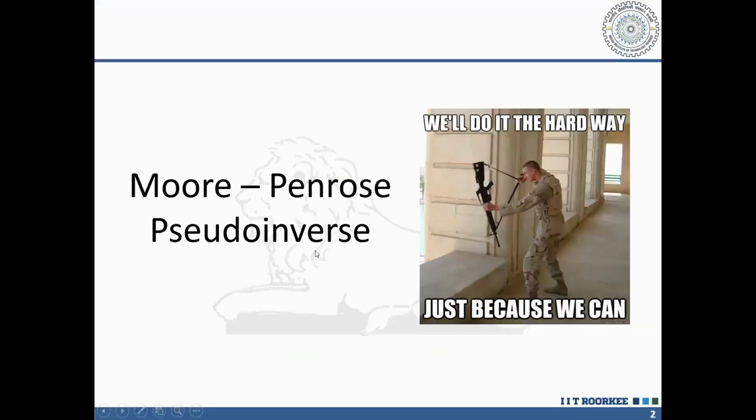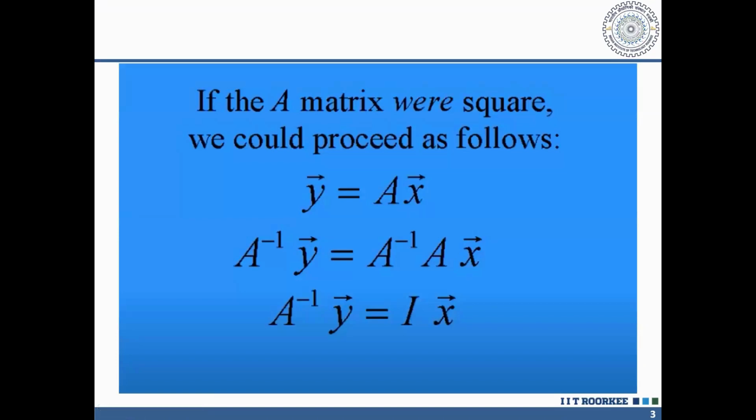First thing, generally, if a matrix is square, what we do is we just take its inverse and we solve the equation as follows. If we have Ax equals y, we take A inverse on both sides, and A inverse A becomes the identity matrix, and the vector we're solving for becomes A inverse times y. That is when we can take an inverse.